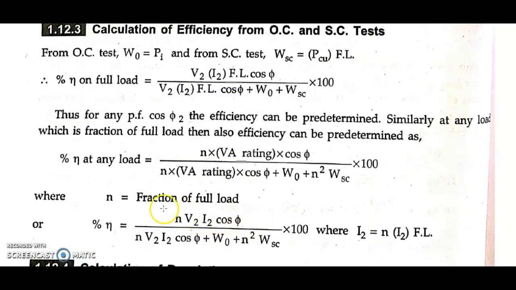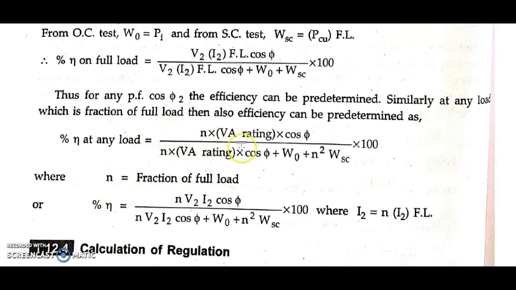Where n is what? The fraction of full load. Say for a case you are taking 75% of the load, then the n value will be 0.75, and n square will be 0.75 squared. Say if you are using 50%, the n value will be 0.5, squared. Like 30%, 0.3, everything. The same thing you can substitute in the n parameter and you can calculate the efficiency.